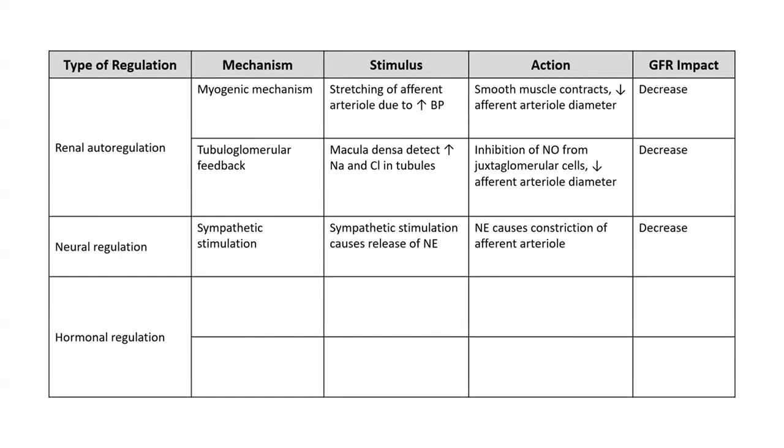So putting that into our summary table, our next type of regulation is our neural regulation. This is a result of stimulation from the sympathetic division of our autonomic nervous system. When input from the sympathetic nervous system is high, we have a release of norepinephrine. This causes constriction of the afferent and to a lesser extent the efferent arterioles. This causes reduced blood flow to the glomerulus, reduced glomerular blood hydrostatic pressure, and therefore reduced glomerular filtration rate.